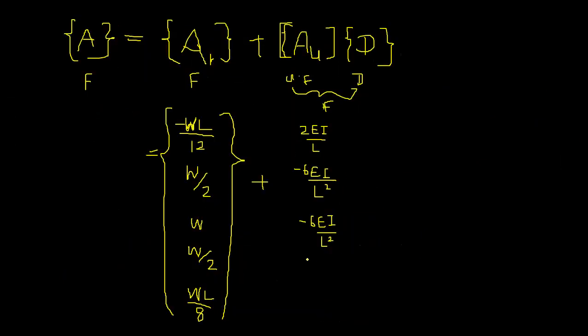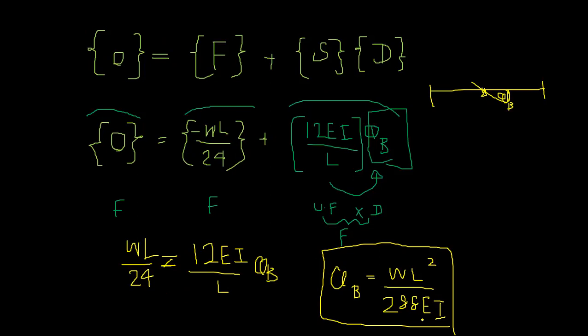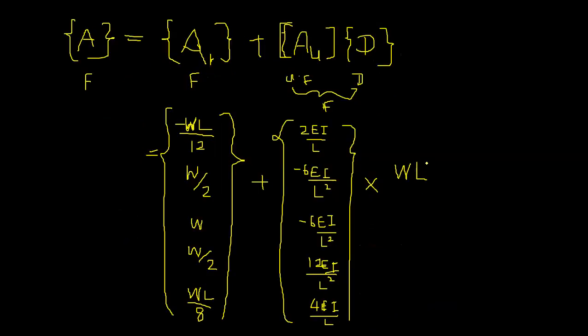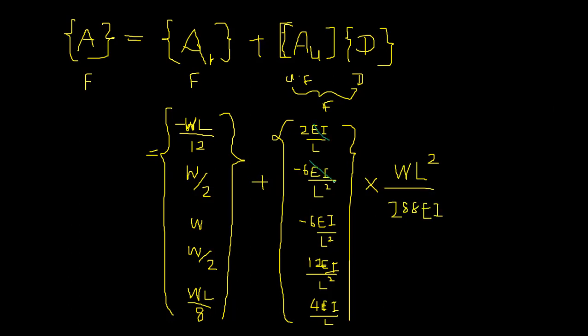To LEI over L squared, or EI over L, is going to be multiplied by WL cubed over 288 EI. WL squared, right? So you can see EI is going to be cancelled with each term when you multiply it by this, right?